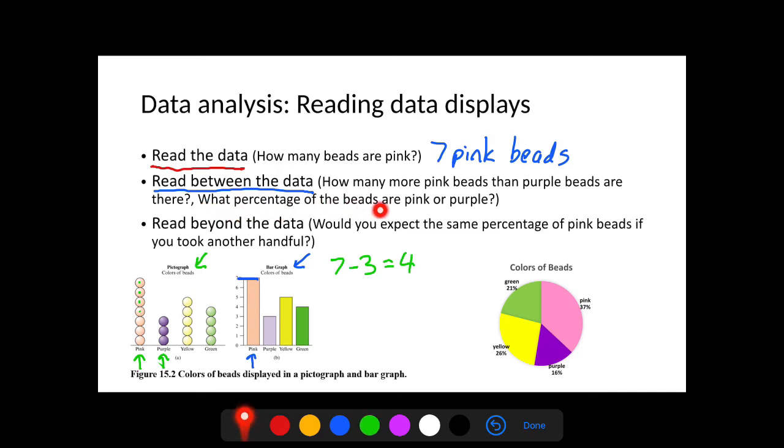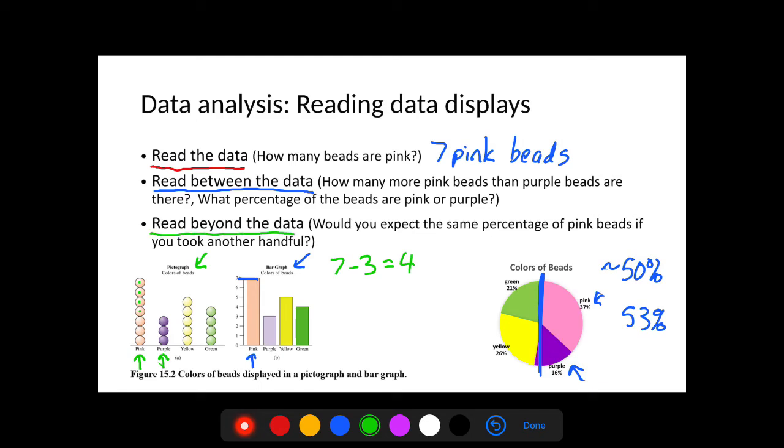So we could also ask what percentage of the beads are pink or purple. So here we're having to combine two different categories. So let's look at the pie chart over here. We have our pink and we have our purple. So roughly speaking, about half, or about 50%, are pink or purple. We could get more detailed, add those numbers up, and see that it's actually 53%. But here we're looking at the combination of pink and purple beads relative to the whole.